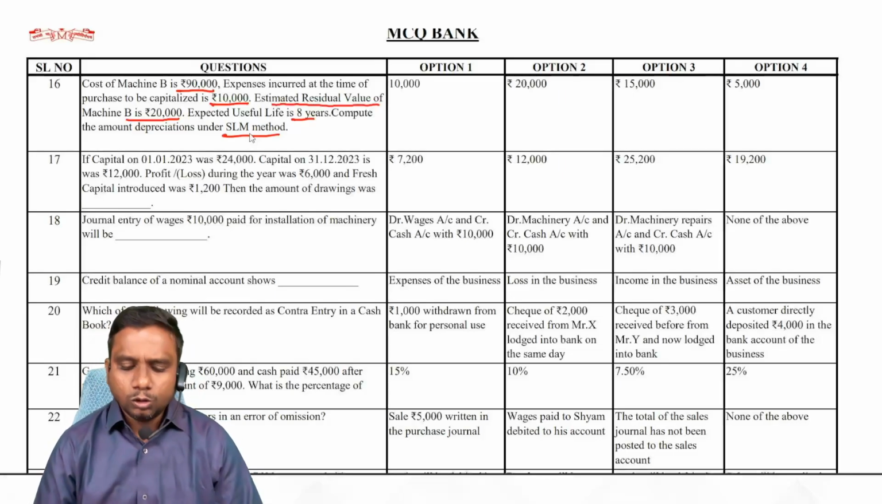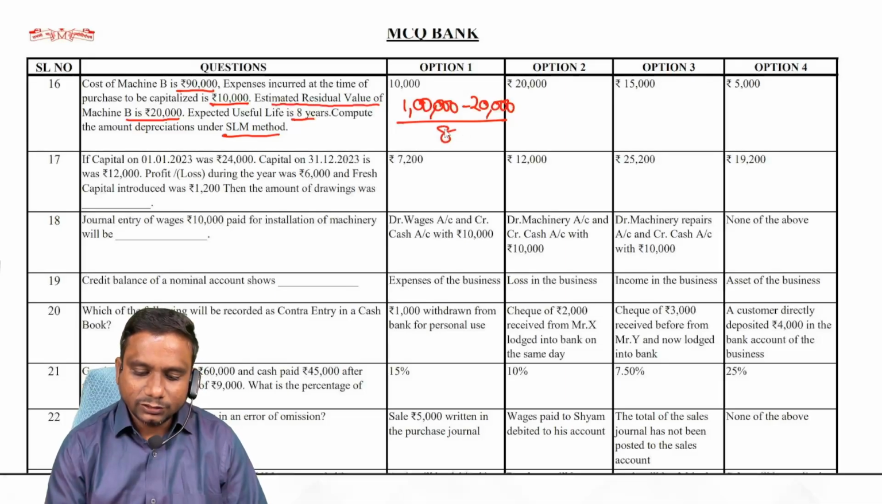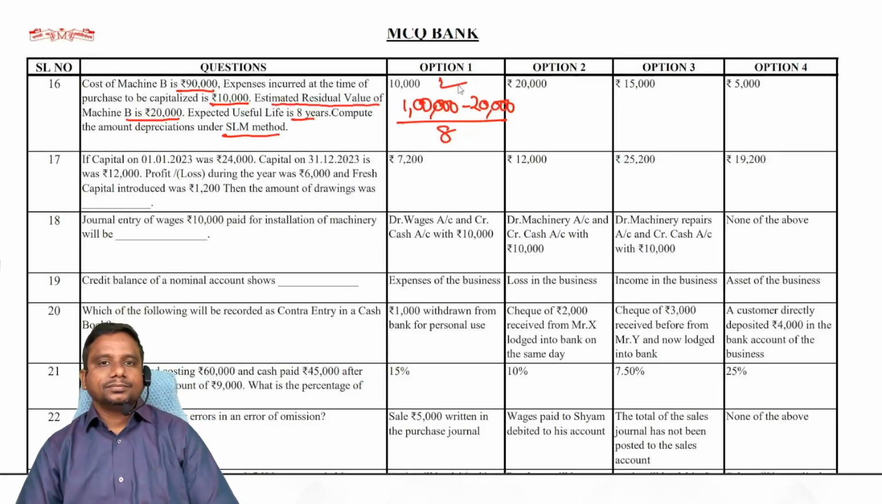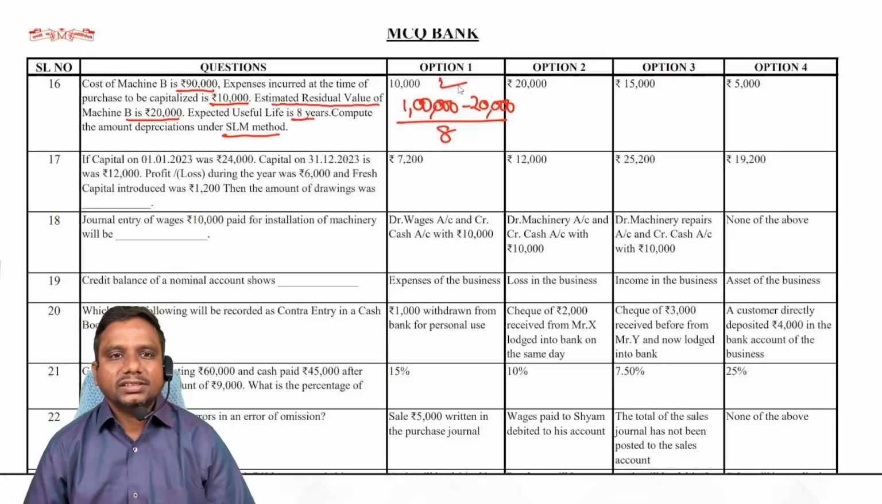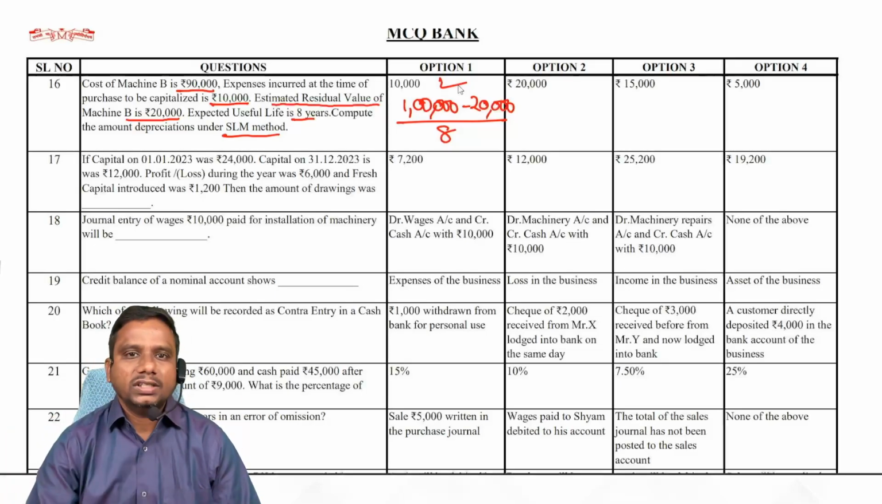Under SLM method, how do we calculate? Simple. Cost of the asset 1 lakh minus scrap value 20,000, divided by useful life 8 years. So 10,000 is the correct answer. 1 lakh is the asset value, 20,000 is the residual value, remaining amount 80,000 divided by life 8 years.